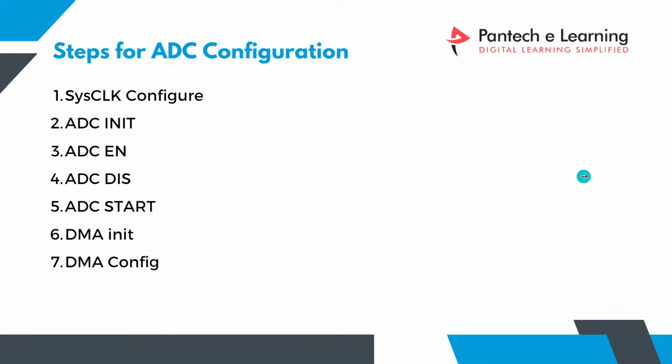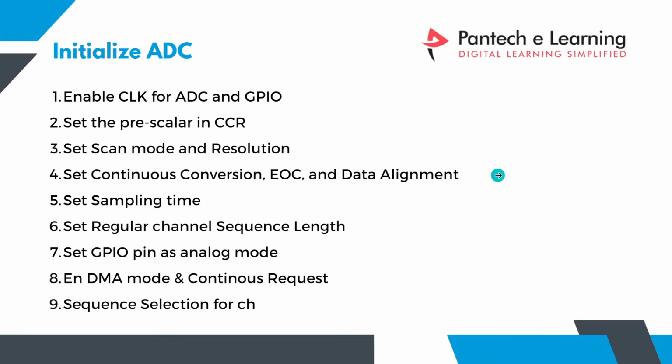We will now see elaborately what we are going to do. In the initialization of the ADC, we have to enable the clock for the ADC and GPIO. We have to set the prescaler value in the CCR register. Then we have to enable the scan mode and set the resolution, which can be 12-bit, 10-bit or 8-bit. We have to enable the continuous conversion and end of conversion, and set the data alignment. We will use right alignment. Then we have to set the sampling time. Then we have to set the regular channel sequence.